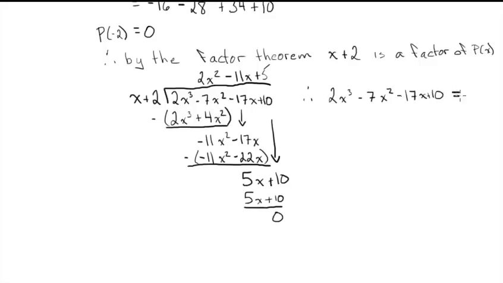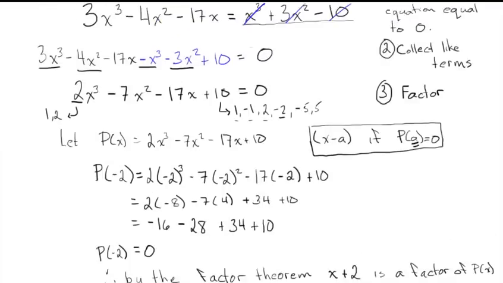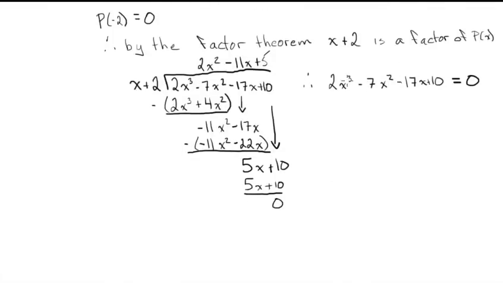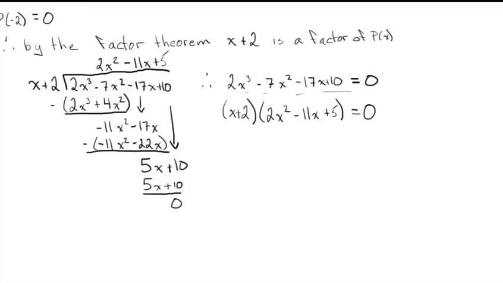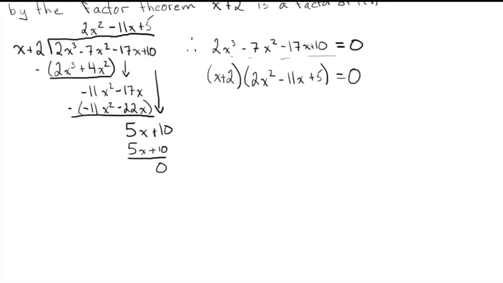which remember, I'm just going to go back to the original equation, right? We're trying to solve this equation here, which is what I've rewritten here. Well, we know this thing is equal to x plus 2 times this term, this one here, 2x squared minus 11x plus 5. Now we don't have it in factored form completely, but it's partially in factored form. We have one factor. Now, if possible, we're going to try to factor this one.